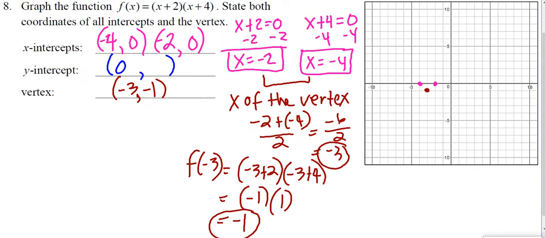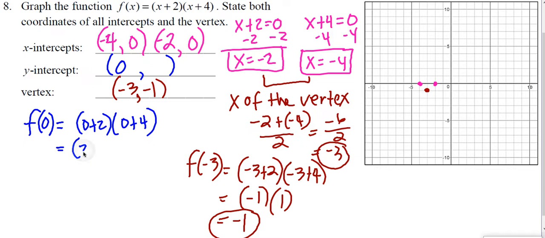And now let's get the y-intercept. The easiest y-intercept, all you have to do is plug in 0. So you have a 2 and a 4. So you have 8. And so the partner of that is 8. Let's put 8 over here. Where is 0, comma 8?